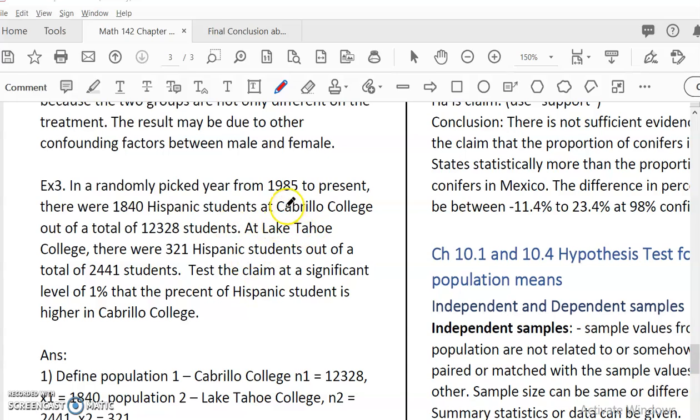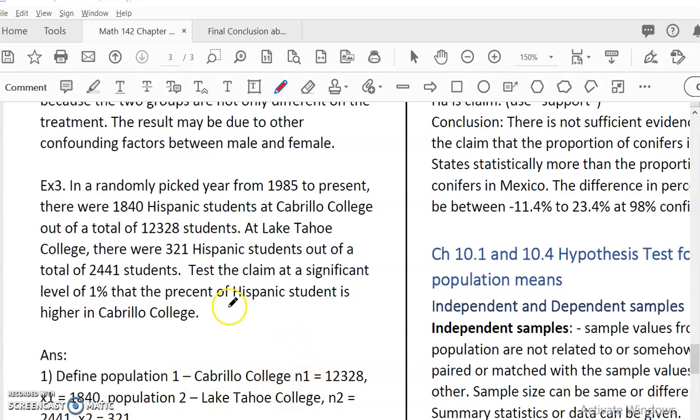One is Cabrillo College, and during a particular year, they found that there were 1,840 Hispanic students in this college out of 12,328 students. This is a very big college. And at another college, Lake Tahoe College, there were 321 Hispanic students out of 2,441 students. So do we know that the proportions are the same? Let's just casually look at the sample, right? Because they talk about Cabrillo College first, we say that's population 1.